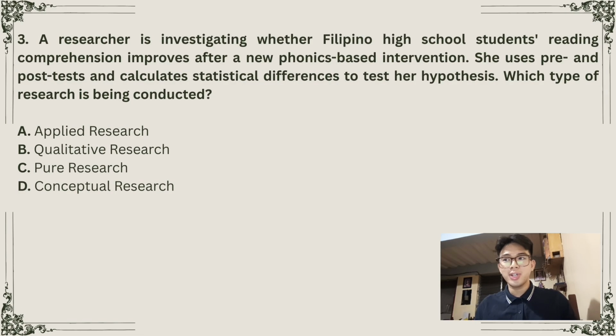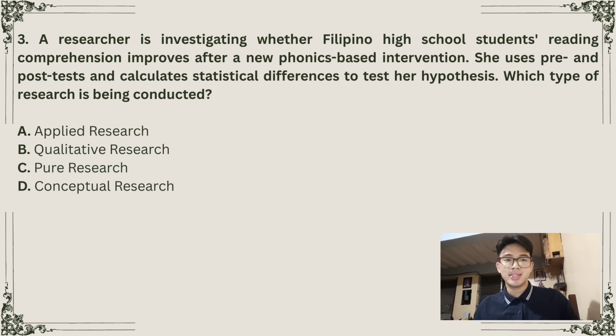Number 3, a researcher is investigating whether Filipino high school students' reading comprehension improves after a new phonics-based intervention. She uses pre and post tests and calculates the statistical differences to test her hypothesis. Now, which type of research is being conducted? Letter A, applied research. Letter B, qualitative research. Letter C, pure research. And letter D, conceptual research.